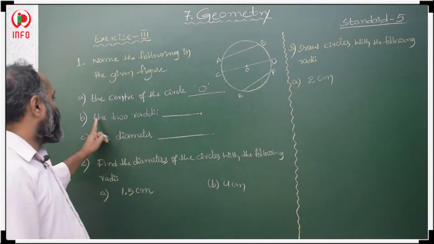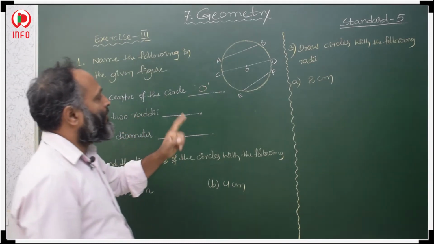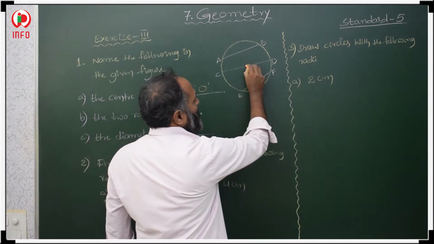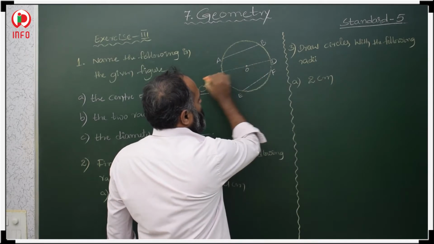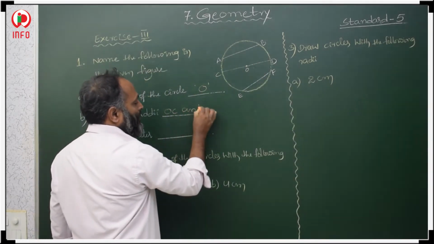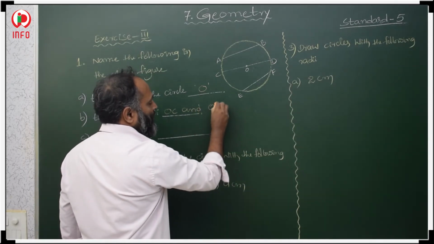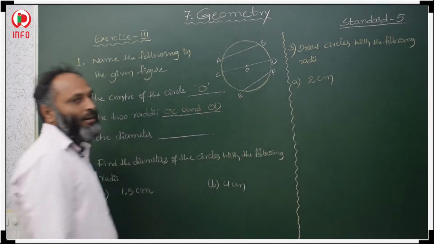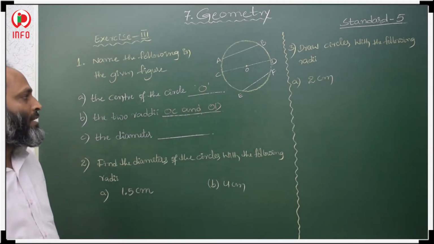Next, the two radii. So, we have to write two radii of this circle. One of the radii is OD and another is OC. OC and OD. These two are the radii of the circle. One is OC, the other one is OD.